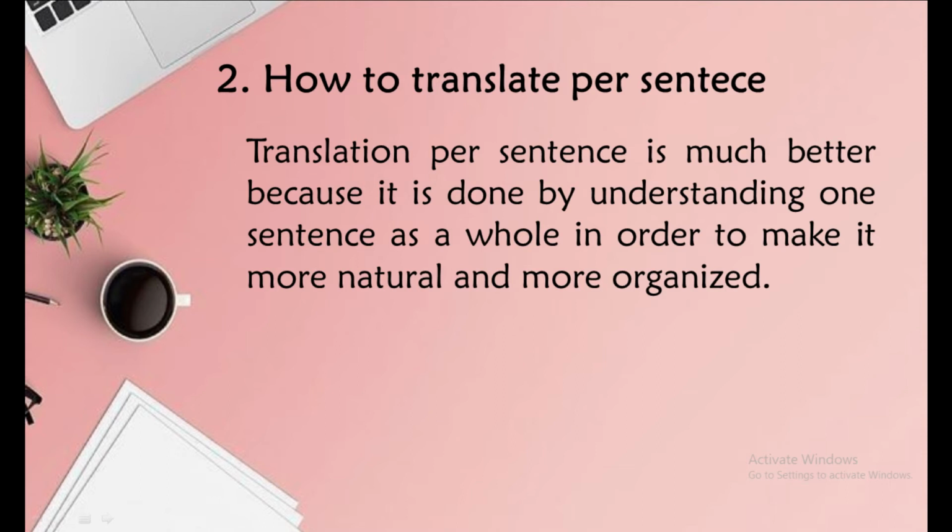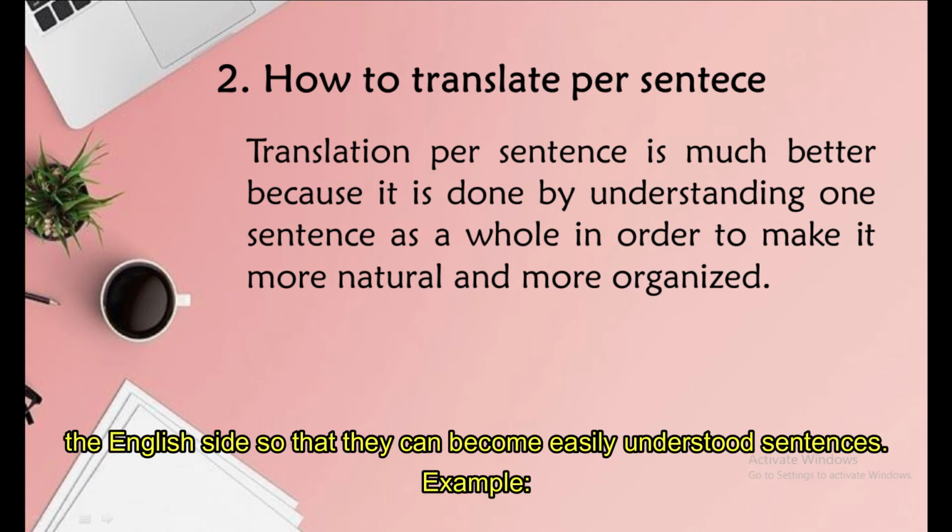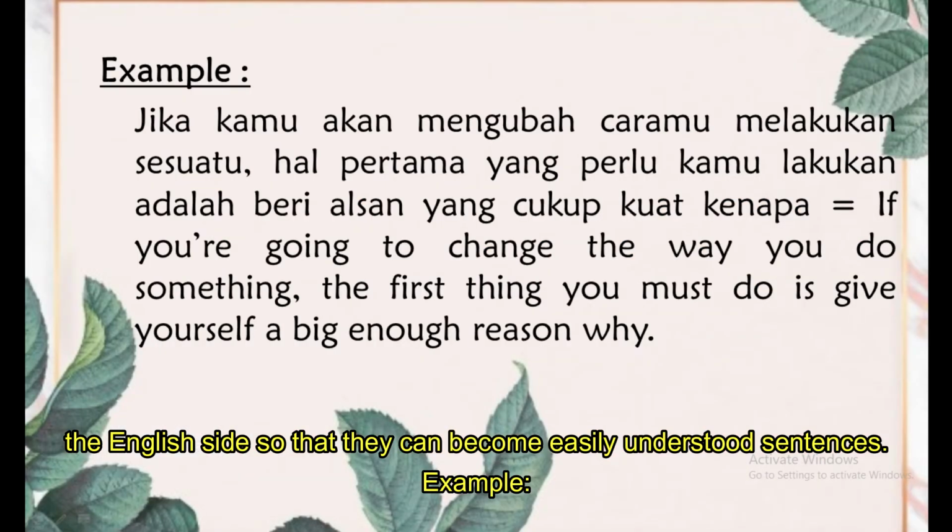2. How to translate per sentence. Translation per sentence is much better because it is done by understanding one sentence as a whole in order to make it more natural and more organized. This method takes a little longer because it requires a process of structuring the words by looking at the English side so that they can become easily understood sentences.